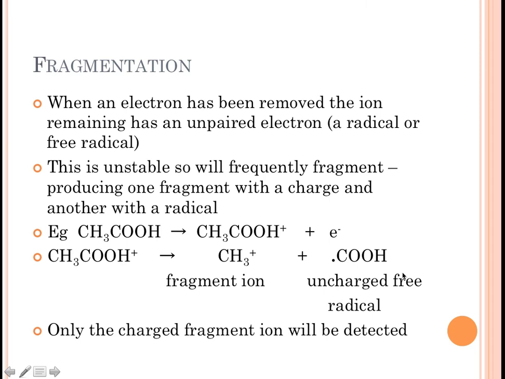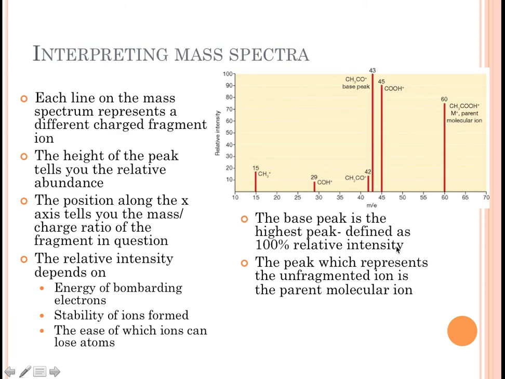But another time with a different molecule, they'd break up and this one would get the charge, so we're still going to detect both ultimately. This is the kind of thing we're going to see. M over Z is along here. Now remember the charge is almost always 1, so basically this is telling you the mass.